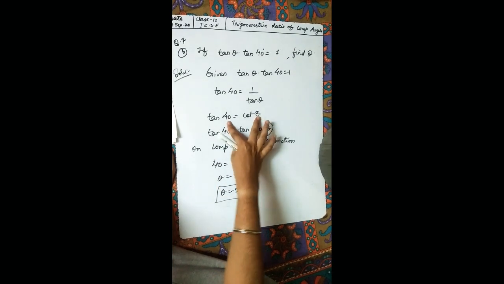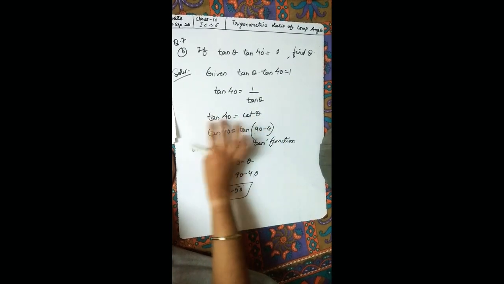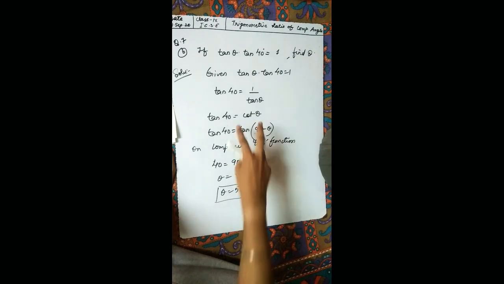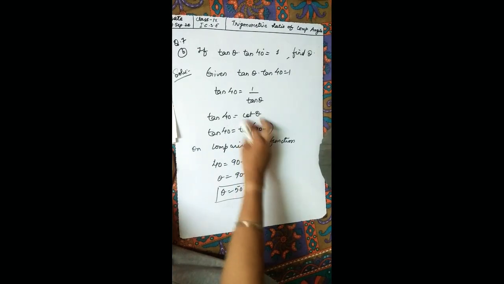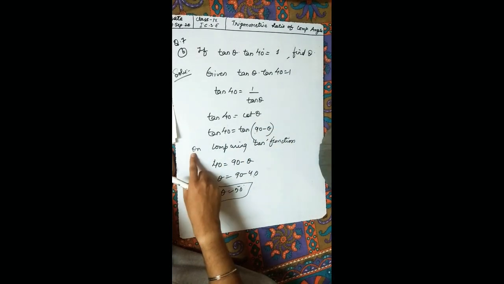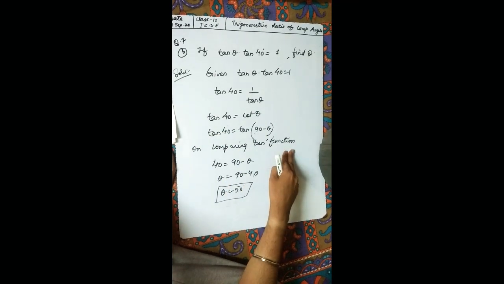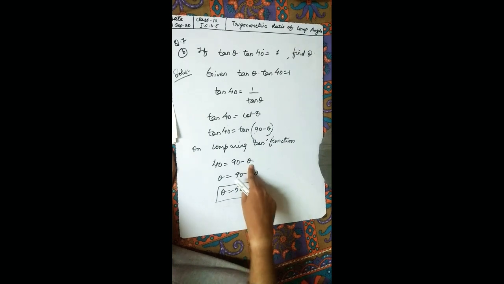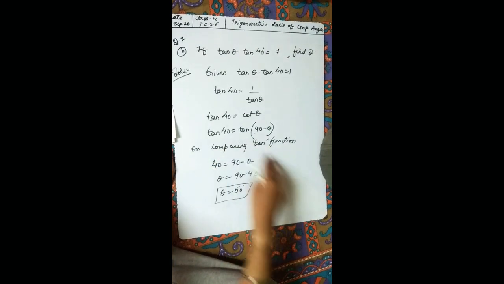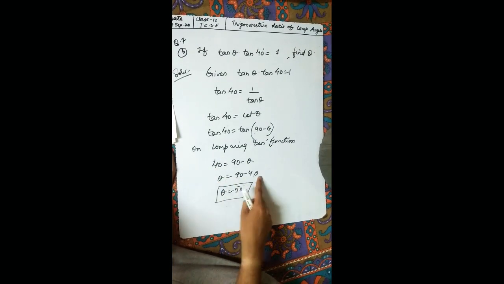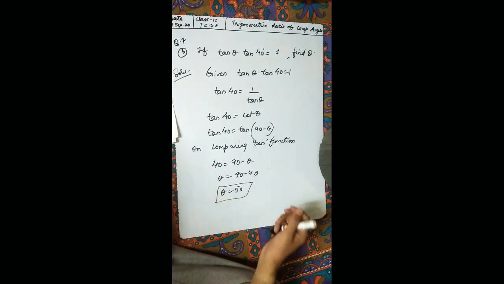For finding the value of theta, here tan is there and here cot. They two should be same. So what we are doing, we are trying to change this cot theta as tan 90 minus theta, now we can compare because they have the same function. So on comparing the tan function, you'll get 40 equal to 90 minus theta. Take theta this side, 40 there, so theta will be 90 minus 40, theta equal to 50 degree.